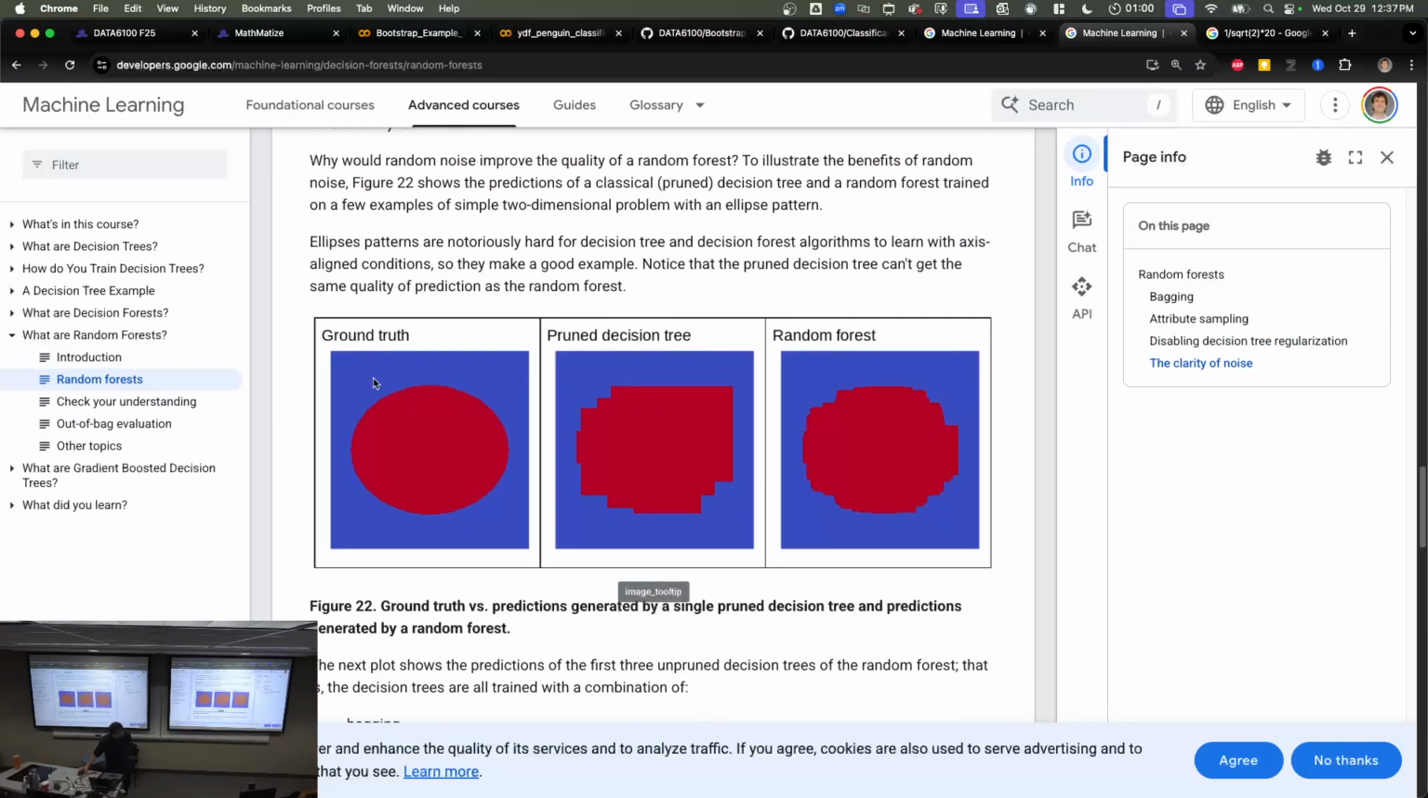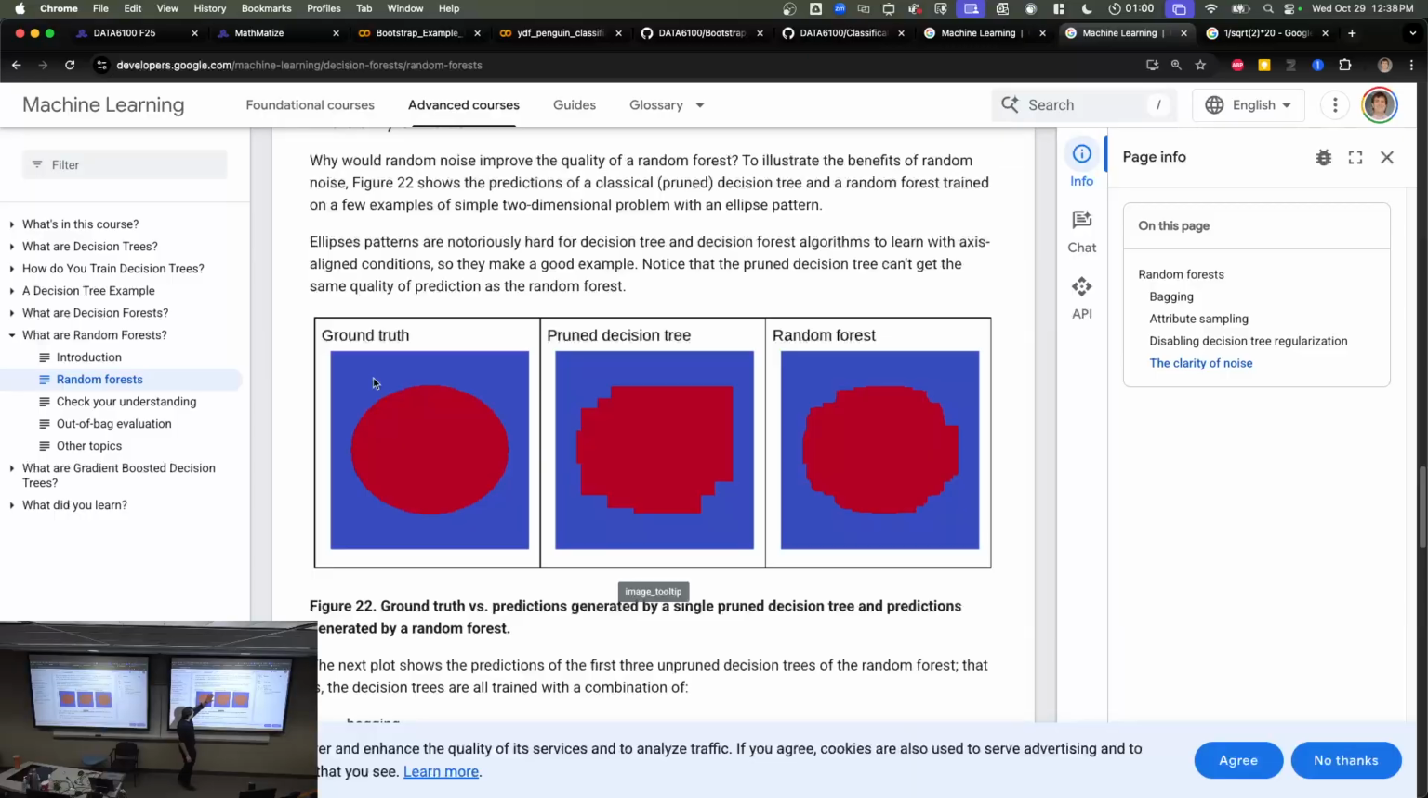Here is a nice picture of another way to think about why forests are better than trees. Imagine that x1 and x2 are the two axes here, and there are two classes, the red class and the blue class. And the truth is that there's some kind of circle going on. Well, the problem with circles is trees can only ever do axis-aligned questions. They can only ask about x1 or x2. They can only do vertical or horizontal cuts. So any individual tree, the best it could do is some kind of weird rectangle shape like this.